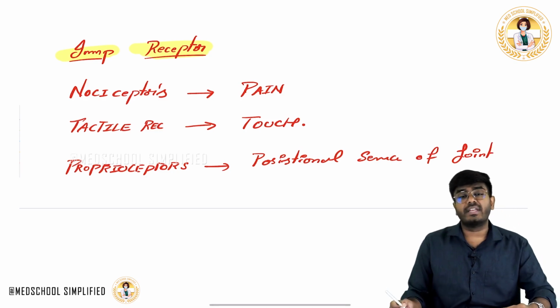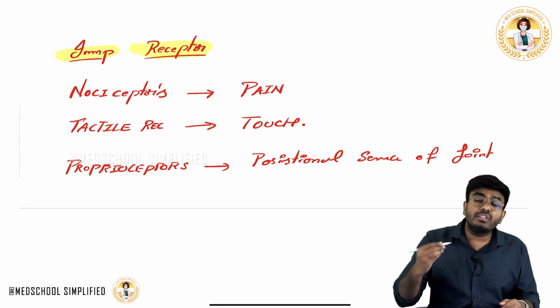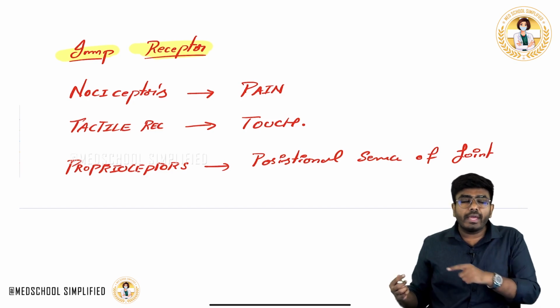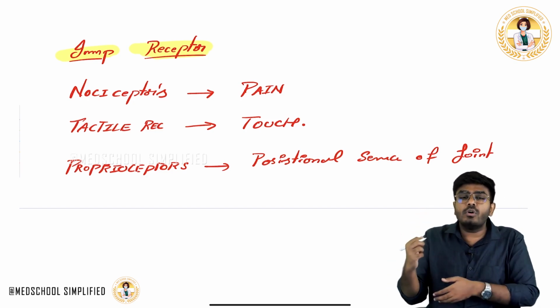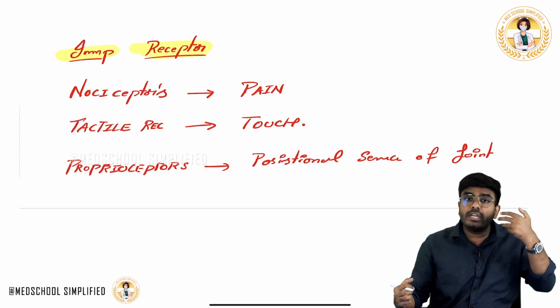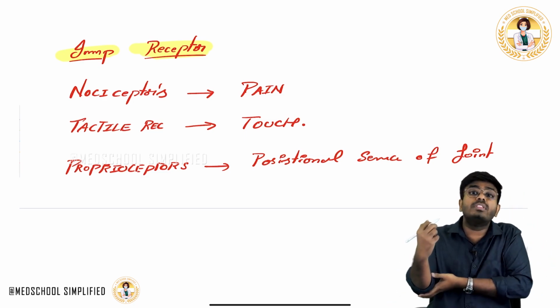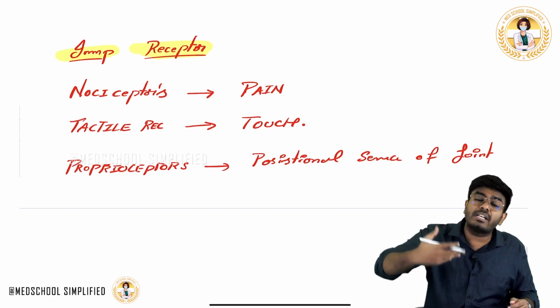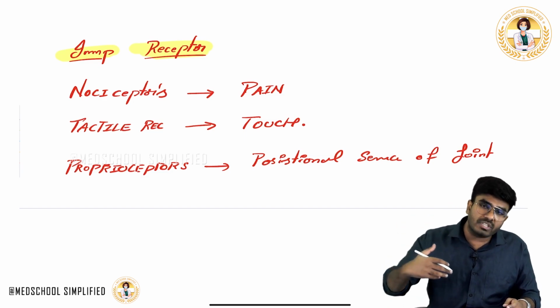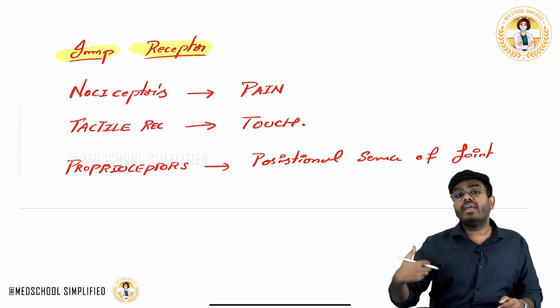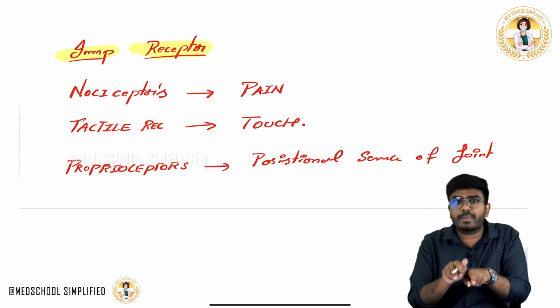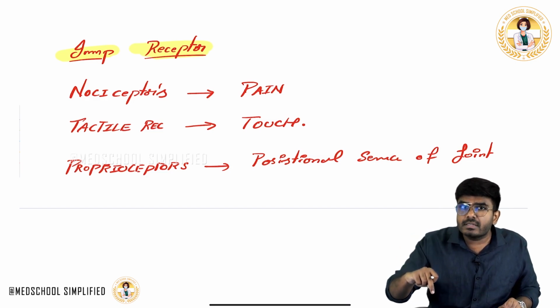The position of the joints in the three-dimensional space. Even without looking, you know where your finger is. Even without looking, you know where your elbow is. So sensations are going to your brain about the position of your body in the three-dimensional space. That is called proprioception. Even without looking, you know where your thumb is in the three-dimensional space.